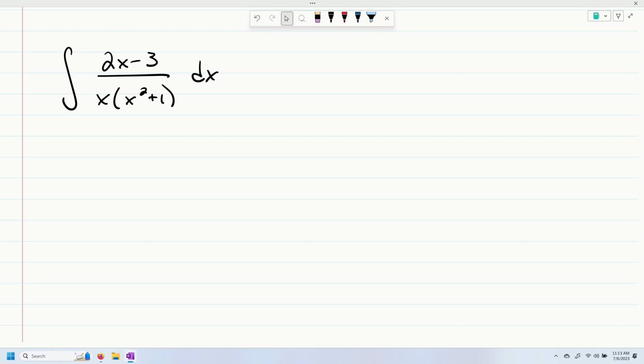And remember, when you look at your chart, when you have an irreducible quadratic factor, what we're going to do is we're going to rewrite this as ax plus b over x squared plus 1. This is our irreducible quadratic factor. And then since we factored out the letter x, and that's linear, we're just going to make it c over x.